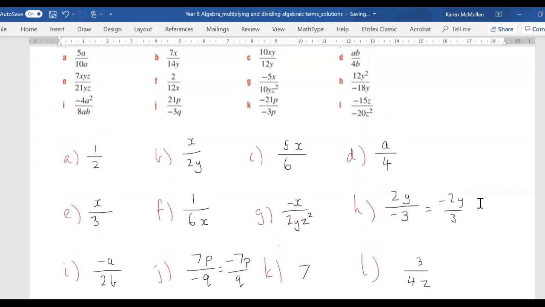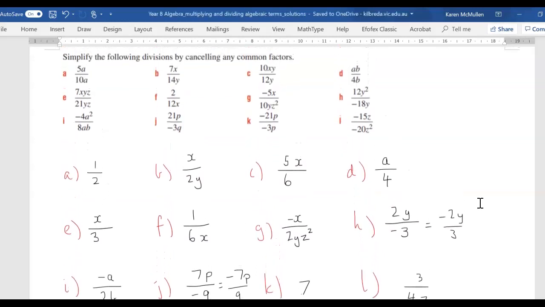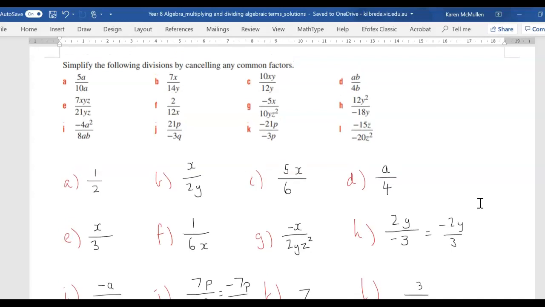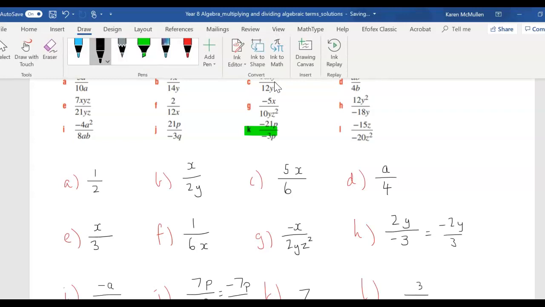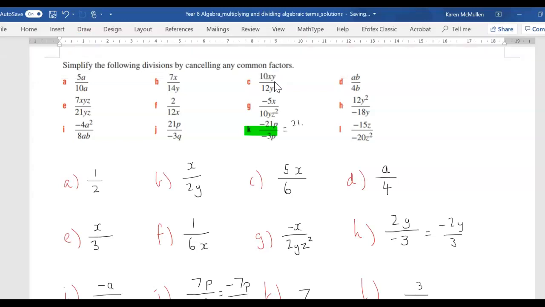There are a few divisions in there. Remember, when you're dividing a negative by a negative, it does become a positive. So if we have a look maybe at K, which is quite tricky as well, we've got a negative divided by a negative. You can cancel them out straight away. So you can see that as 21p over 3p. Your p's cancel out as well, and then you're just left with 21 divided by 3, which is 7.